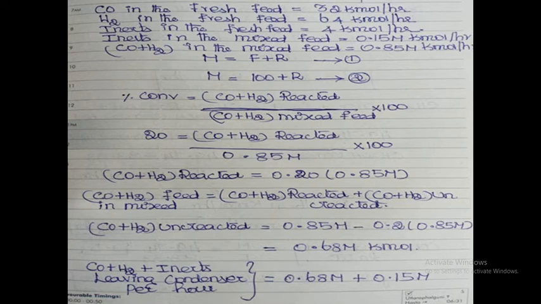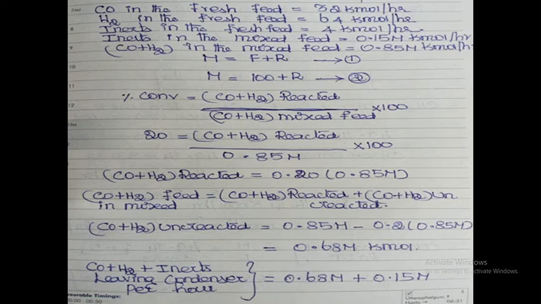This is the overall material balance for recycle operation. Capital M is equal to F plus R. This is the first expression. Second equation: capital M is equal to, what is F? 100 plus R. The percentage conversion is given in our problem, so we have to use the percentage conversion formula here. What is the use of the percentage conversion formula here? We want to calculate how much CO and H2 is unreacted. Why? Because the unreacted amount is equal to the recycle feed. For that purpose only we use the percentage conversion formula here.